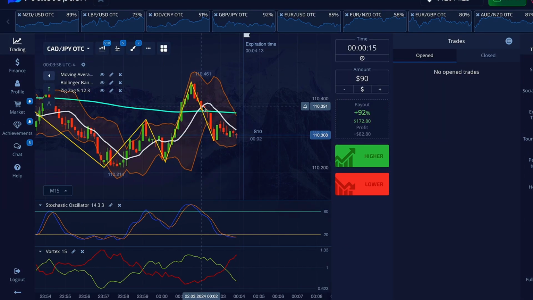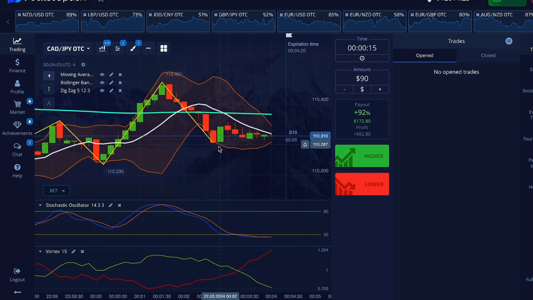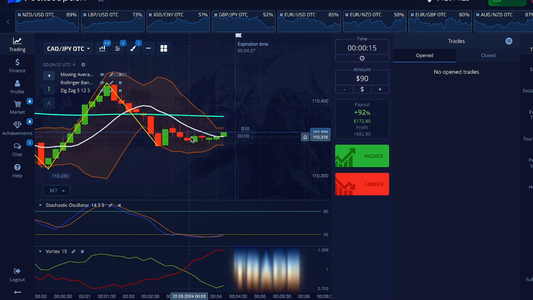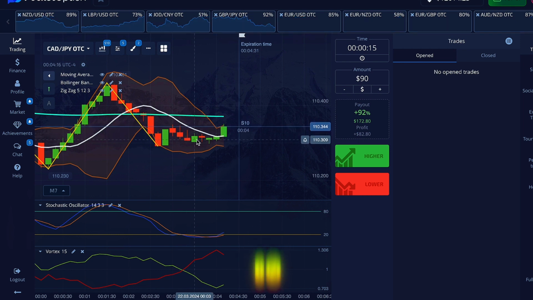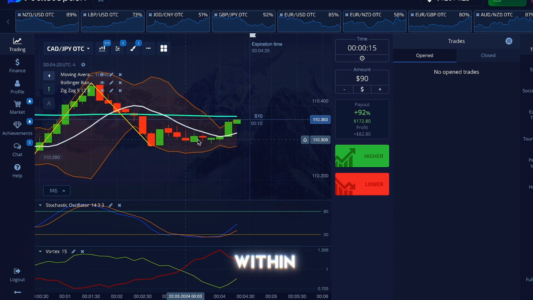So YouTube, as you can see, our prediction was wrong. We did go ahead and cross the middle line and hit the bottom Bollinger Band. And as you can see, once we hit that bottom Bollinger Band though, we did go back up, you know what I'm saying? If you had a minute trade placed, you got 10, 20, 30, 40, 50, 60 seconds, and you would have had this trade right within that whole minute.